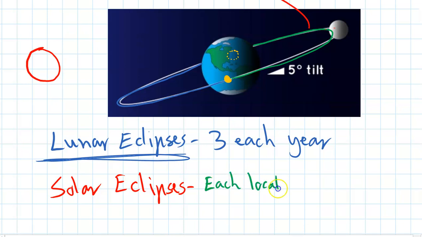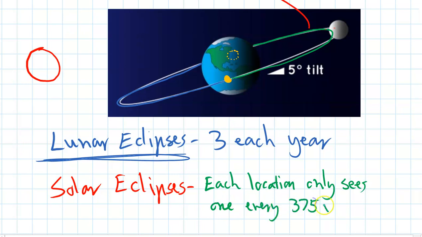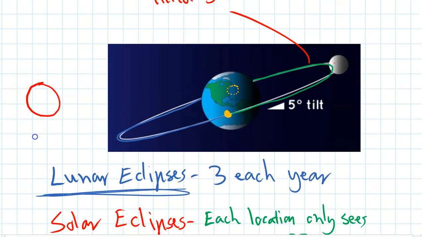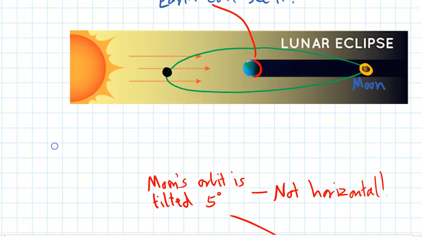So each location only sees one every 375 years. Different locations around the world will have a solar eclipse a bit more regularly, but you'll need to travel around if you want to see a solar eclipse. Okay, so that's how the two types of eclipses actually work.